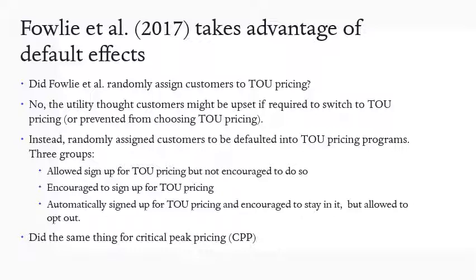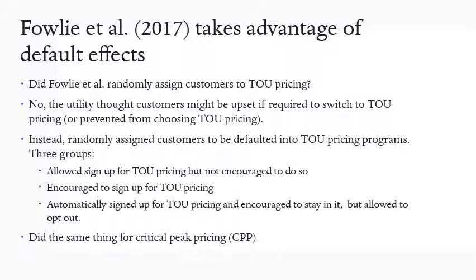One group was allowed to sign up for the time of use pricing, but not encouraged to do so. So if they found out about it, they could do it, but there were no mailers or anything like that trying to encourage the customers to sign up. And this is what they're going to call their control group. There's another group that's encouraged to sign up for the time of use pricing.